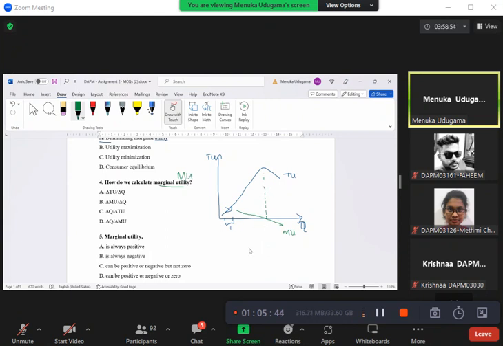And so how would you calculate marginal utility? Marginal utility is said to be the change, now this little triangle is delta, meaning small change, in total utility. Change in the total utility to a change in what?